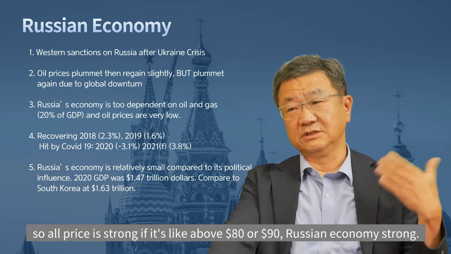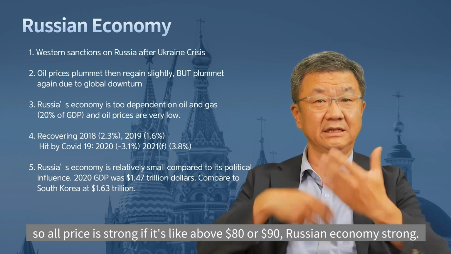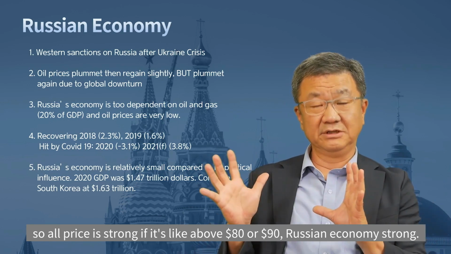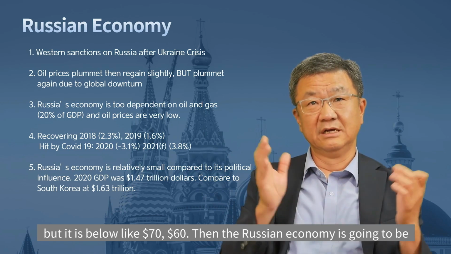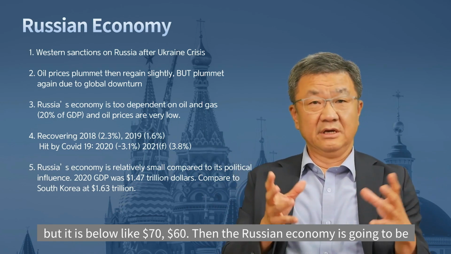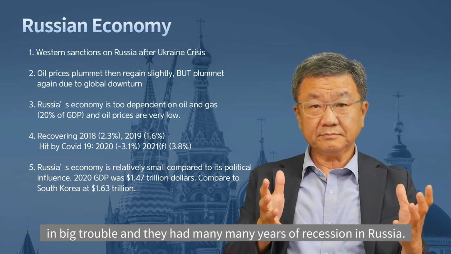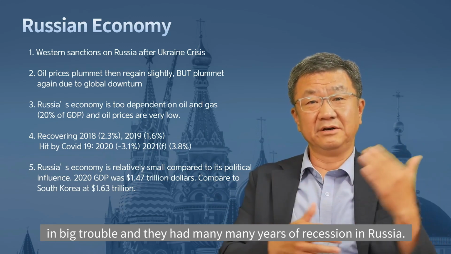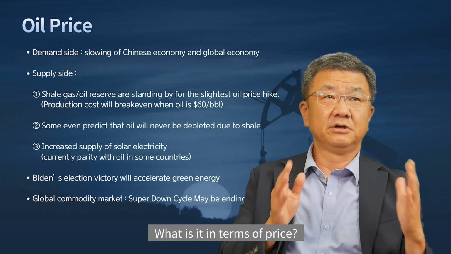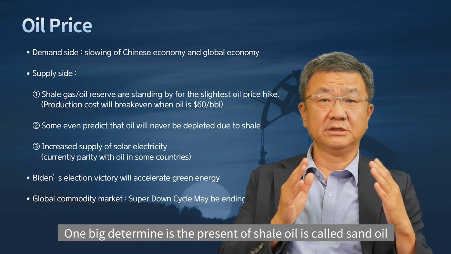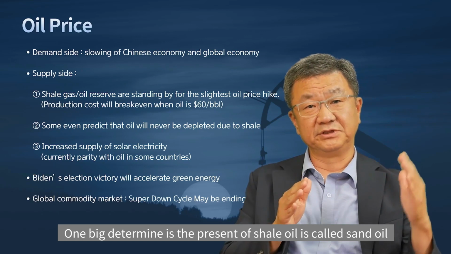So if the oil prices are strong, if it's like above $80 or $90, the Russian economy is strong. But if it's below like $70, $60, then the Russian economy is going to be in big trouble. And they had many, many years of recession in Russia because of oil prices. What determines oil price? One big determinant is the presence of shale oil.